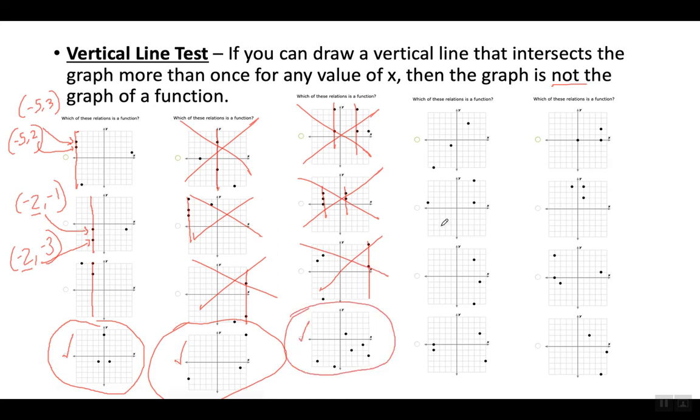Was I kidding when I said this was easy or what? Alright, always trust me, guys. If I tell you it's easy, it's easy. Everything is easy. Alright, this one is correct. The first one is correct because it passes the vertical line test. This one is wrong, or is not a function, I should say. This one is not a function, and this one is not a function. Okay, so wrong, wrong, wrong.